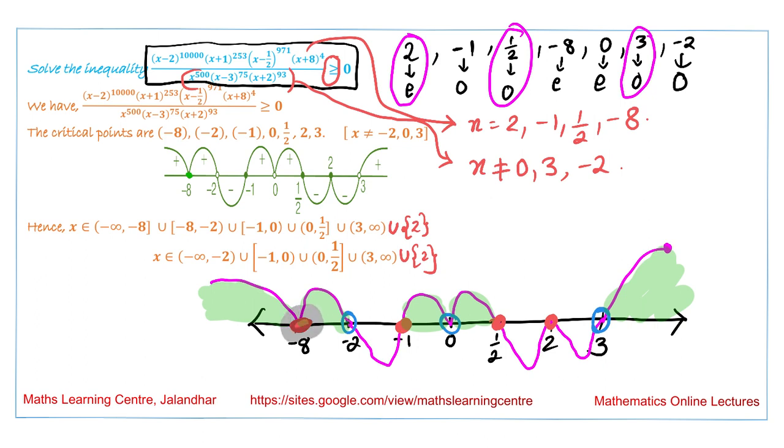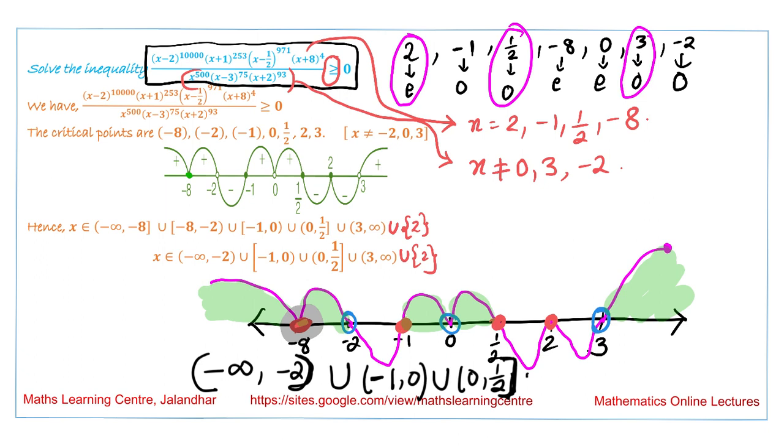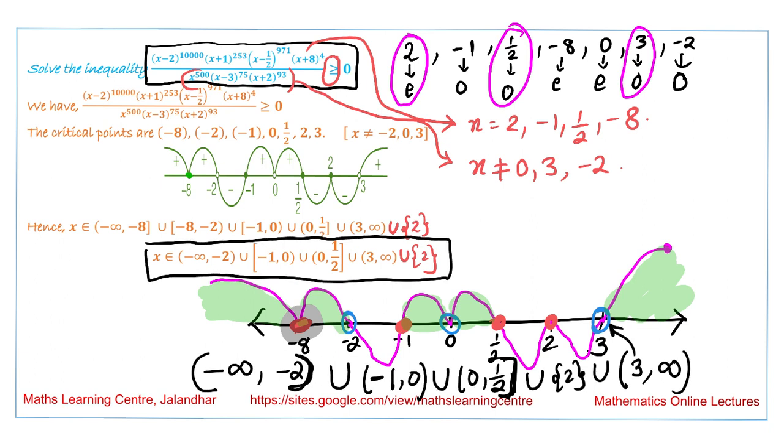So the final answer we write is minus infinity to minus 2, where minus 2 is not included, union minus 1 to 0, 0 is not included, union 0 to 1 by 2, 1 by 2 is included, then union this point 2 is there, and then union 3 comma infinity. At this point 3 is not included. So this is the final answer in this case.